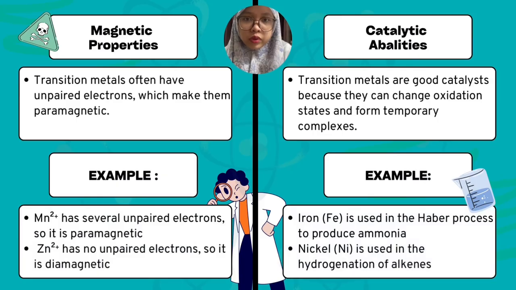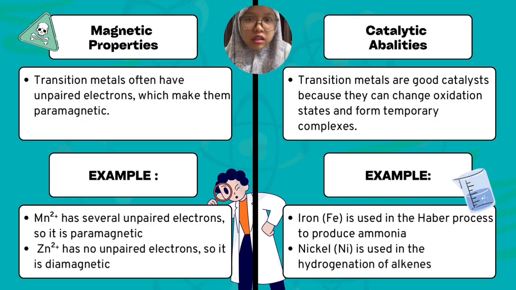For magnetic properties, transition metals often have unpaired electrons, which make them paramagnetic. For example, Mn2+ is paramagnetic due to several unpaired electrons, while Zn2+ is diamagnetic because it has no unpaired electrons.